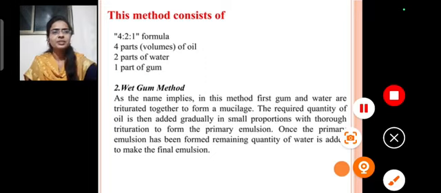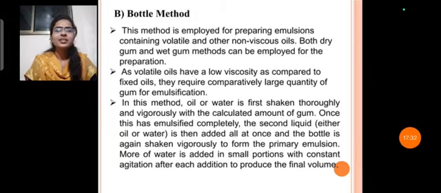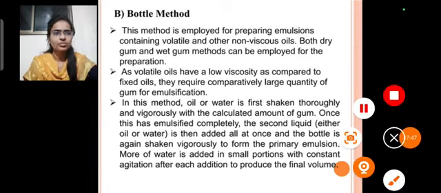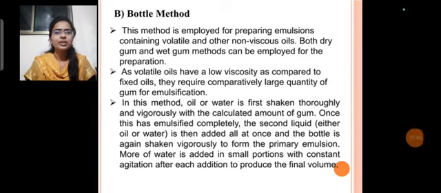Next is the bottle method. The bottle method is mainly used for the preparation of emulsion containing volatile and non-viscous oils. In this method, oil or water is taken in a bottle and gum is also taken and shaken vigorously. After that, the second liquid is added.